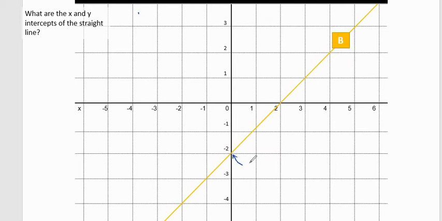Where the graph hits the y-axis. Right, where the graph hits or passes through or intercepts the y-axis. So you can use the word intercepts: where the graph intercepts the y-axis, we call it the y-intercept. And its value is what? -2. All right, very good.